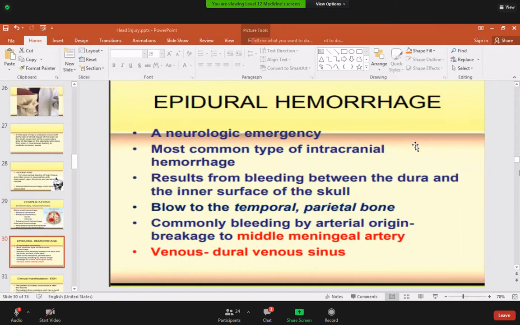Epidural hemorrhage is a neurological emergency. Because of massive injury, because of trauma, there is bleeding between the dura and the inner surface of the skull. Commonly the bleeding is of arterial origin, so the bleeding is more. This is bleeding from the middle meningeal artery, or it could be venous because of damage to the dural venous sinuses. But usually it is arterial in origin.